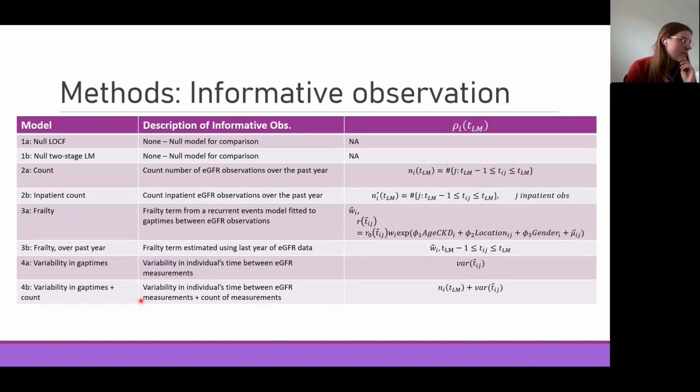And then finally, models 4A and 4B. This is where we start looking at, I guess, the variability. So what we were trying to get here was, if someone's gone through a really intense period of observation and then a more stable or less intense period, we want to somehow pick up on that, because it obviously means there was a period of intense concern from the clinician. So one way to start to capture that is to look at if there's large variability in the gap times, then we might start to pick up on those people that have sort of dipped in and out of intense monitoring. And then 4B is just combining that variance parameter with the count.